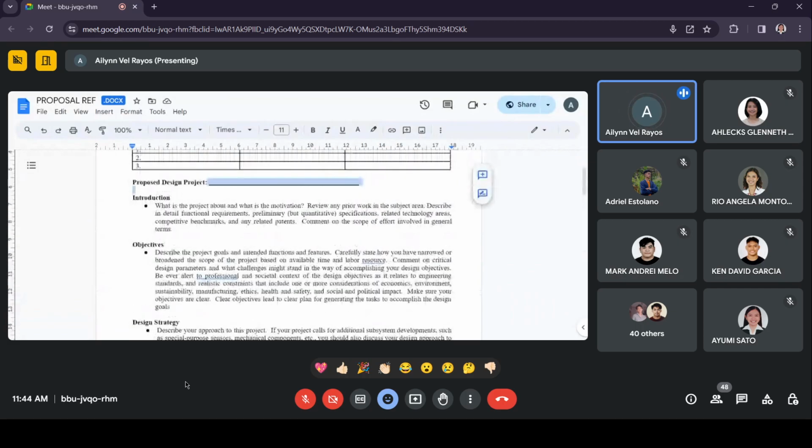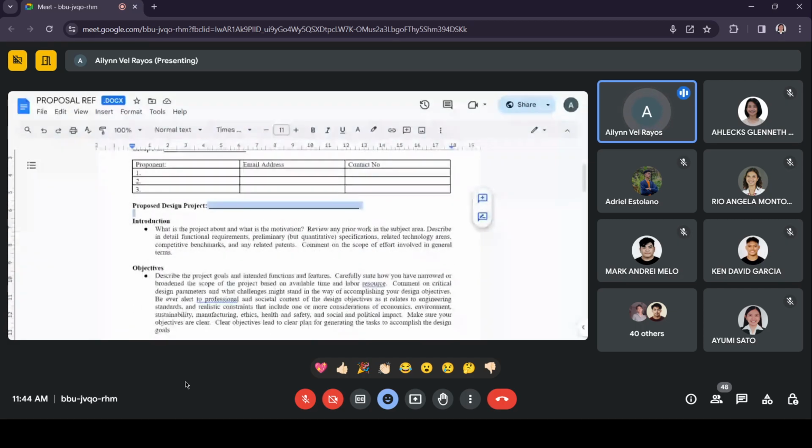So, let's start doon sa part ng introduction. So, ano yung mga laman niya? So, for introduction, what is the project about and what is the motivation? Review any prior work in the subject area. So, yan. Meron kayong review of related literature. Describe in detail functional requirements, preliminary but quantitative specifications, related technology areas, competitive benchmarks, and any related patents. Comment on the scope of effort involved in general terms.